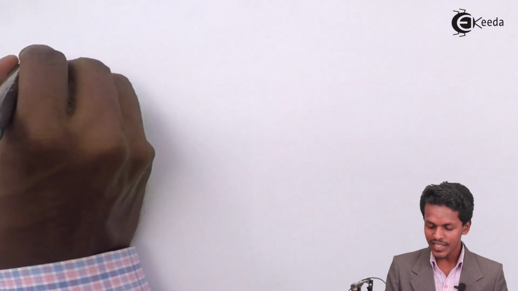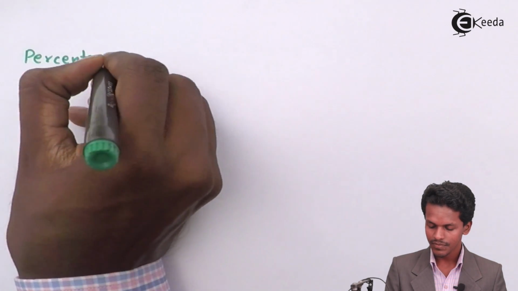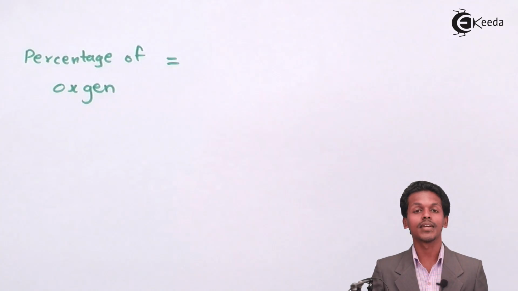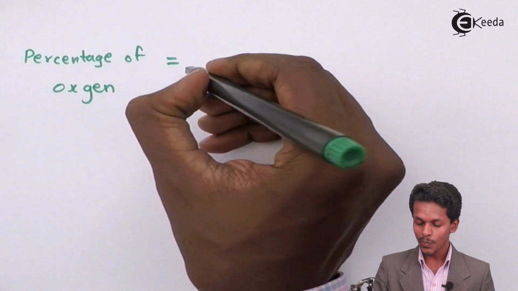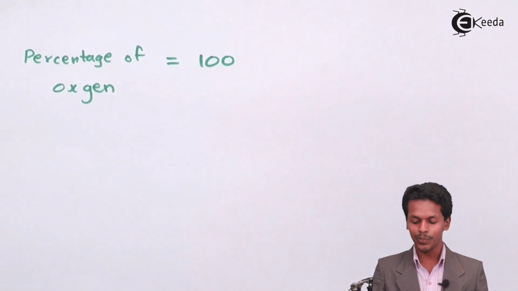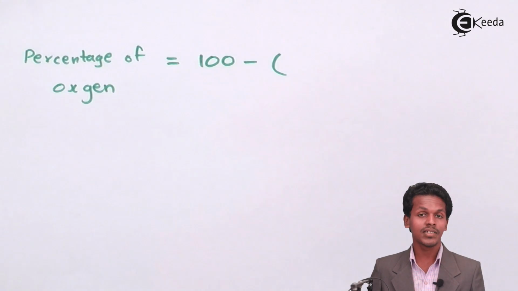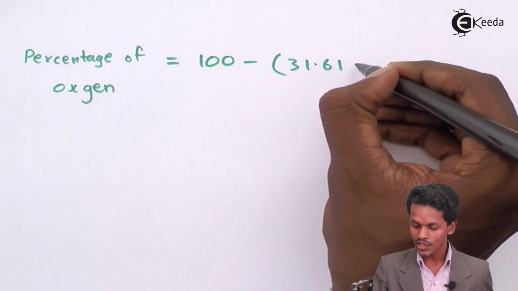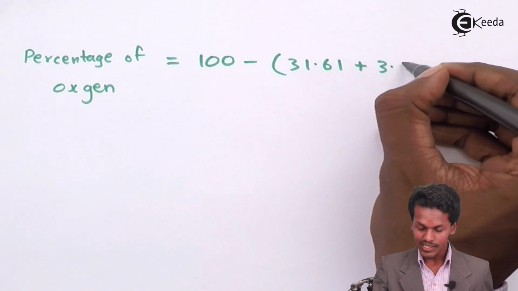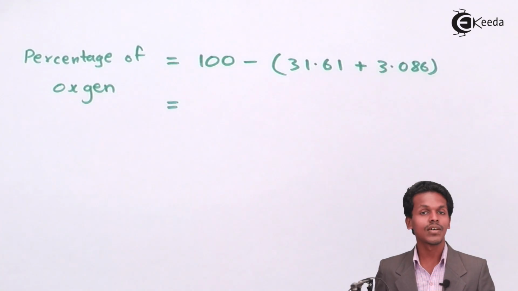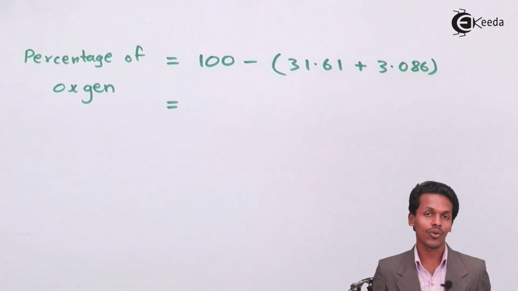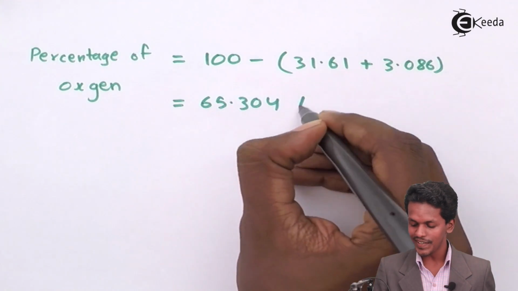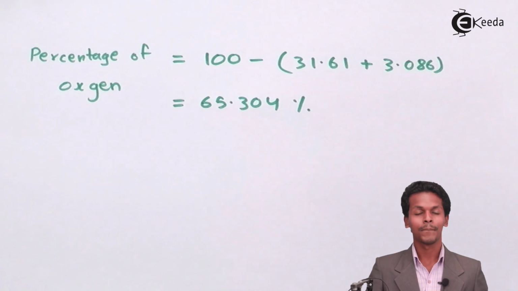So the percentage of oxygen which is present, how can we calculate? We subtract from 100. Suppose this is 100, that means the overall percentage of the compound, minus the percentage that we have, that is for phosphorus 31.61%, while for hydrogen 3.086%. So this is what we have, and now let's see the answer for oxygen. So we have 65.304% of oxygen. This is what we have got by calculating it.